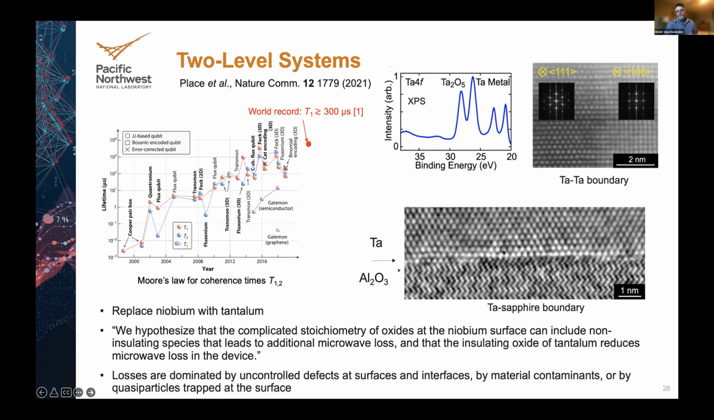What still remains is imperfections at the surfaces, basically materials imperfections at either the sapphire to tantalum interface or even within the tantalum itself. Those are shown in the bottom and upper right plots, respectively.